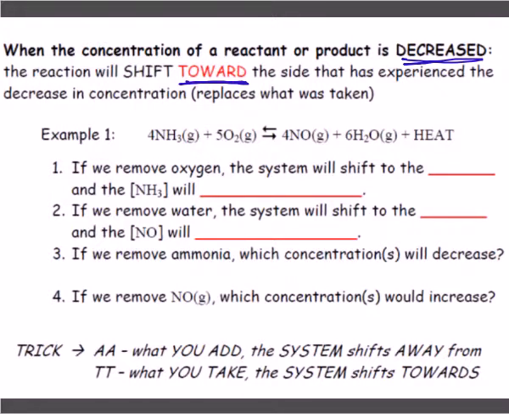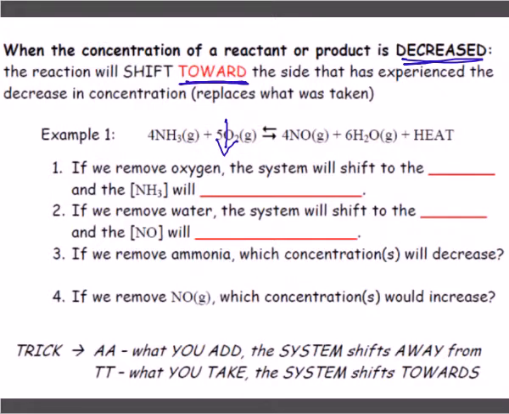Let's do an example together. If we remove oxygen, which side is oxygen on? Reactant. So now it's going down. Think about it visually, guys, like a seesaw. Here's my reactants, here's my products. We removed some of that. If I remove some weight over here, what's going to happen to my seesaw? It's going to go up like this, right? Because the product side would, quote unquote, be heavier. Which way does it have to shift now to get back to balance?